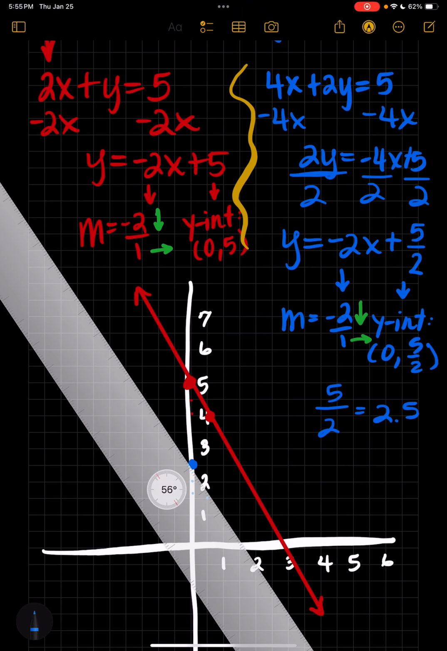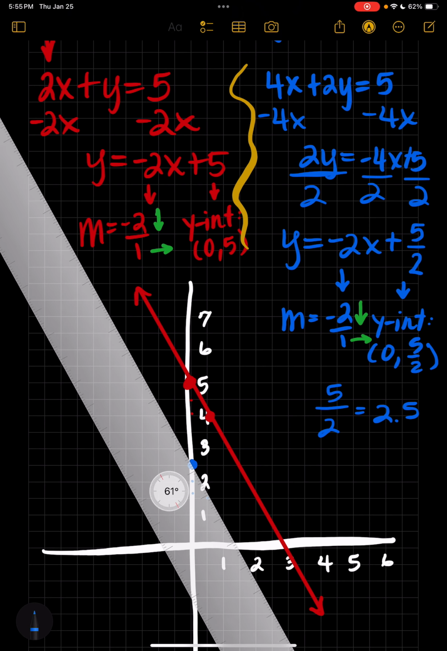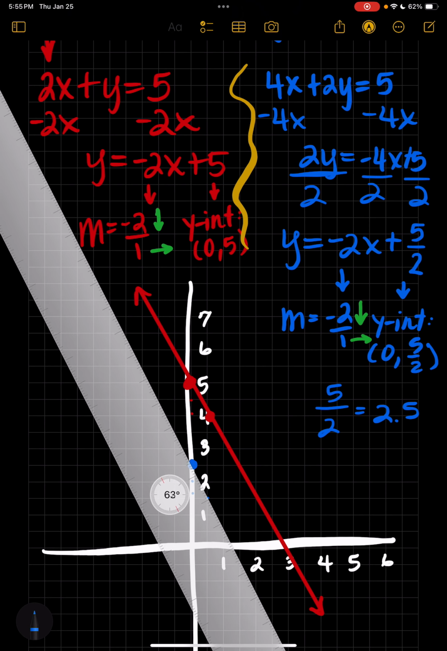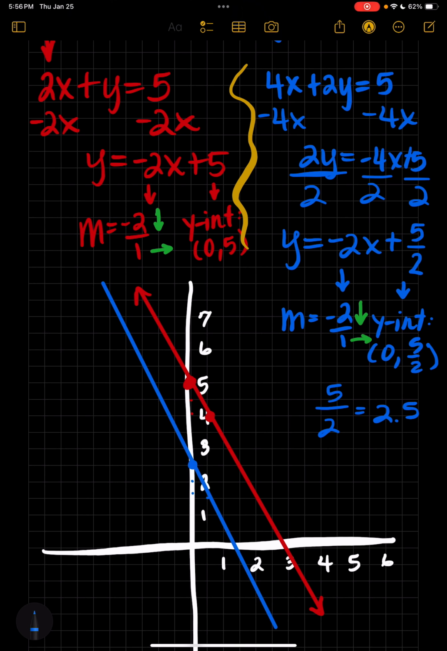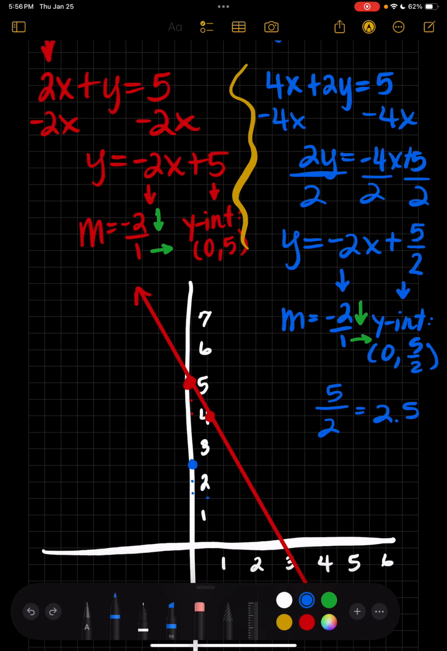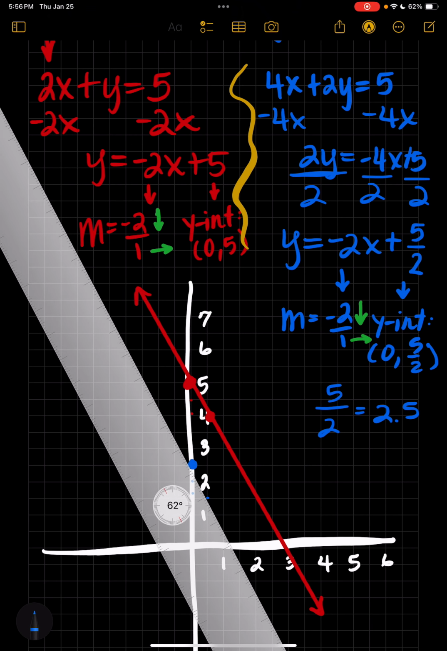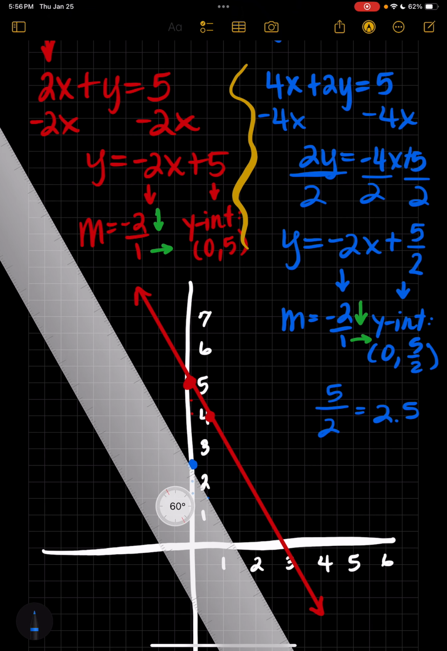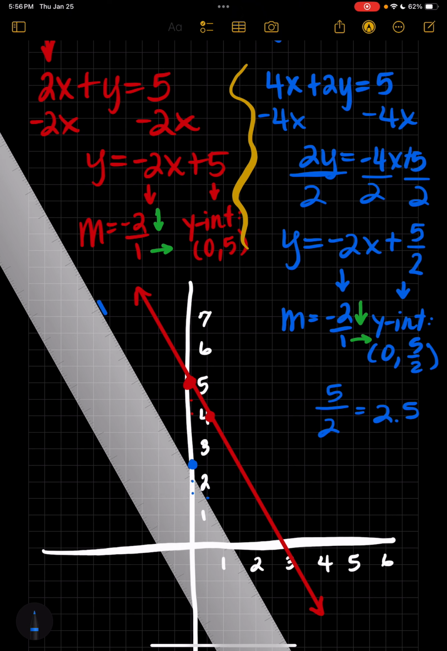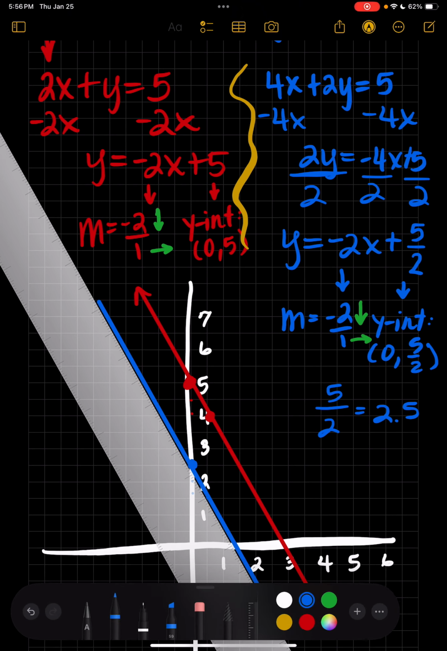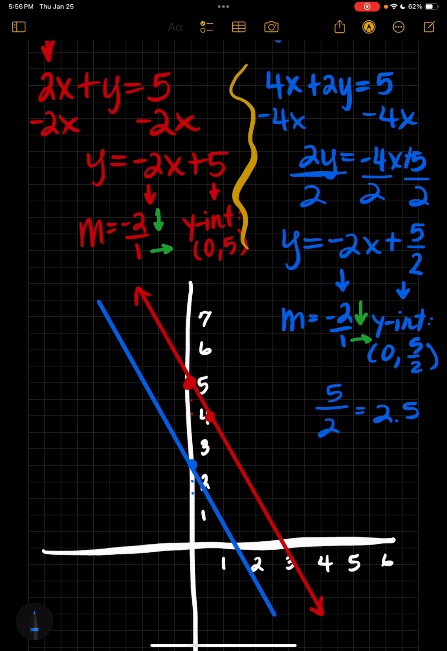And here is our other line. Now mine don't really quite look parallel. Let me see if I can actually make them look a little bit more parallel, because that's going to bother me. That looks more parallel. And so those are our parallel lines.